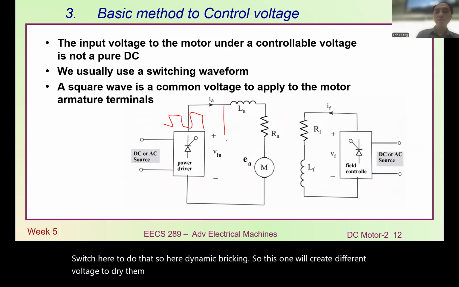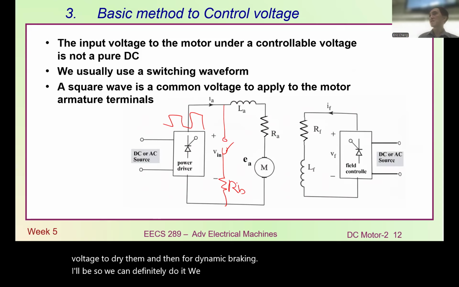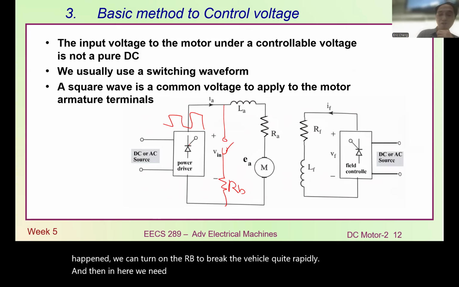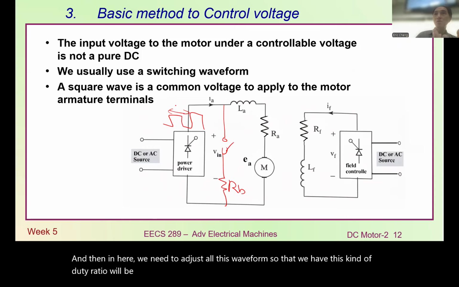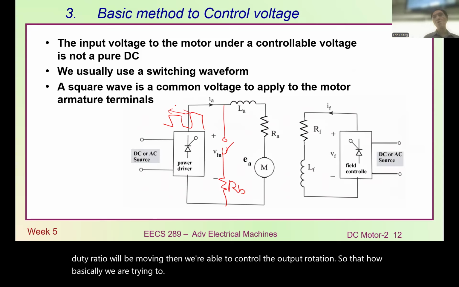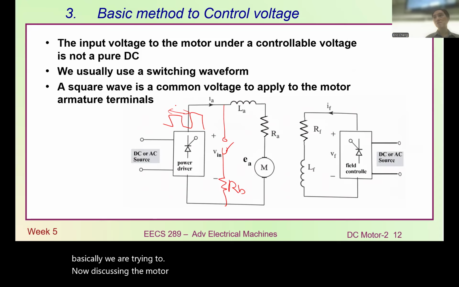And then for dynamic braking, we can therefore do that. We don't usually use that. In case anything happens, we can turn on the RB to brake the vehicle quite rapidly. And then in here, we need to adjust all this waveform so that we have this kind of duty ratio, and then we're able to control the output voltage. So that's basically how we are now discussing the motor driver, the so-called power driver, how to drive the DC motor.